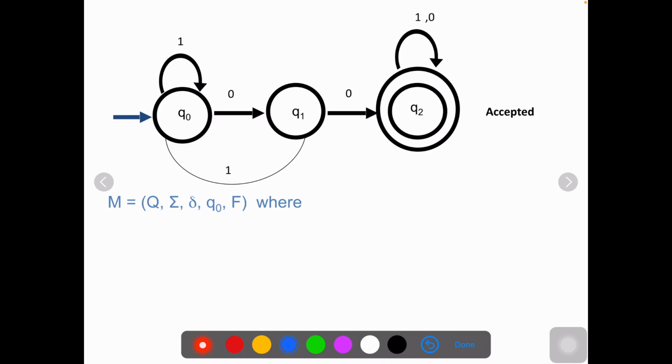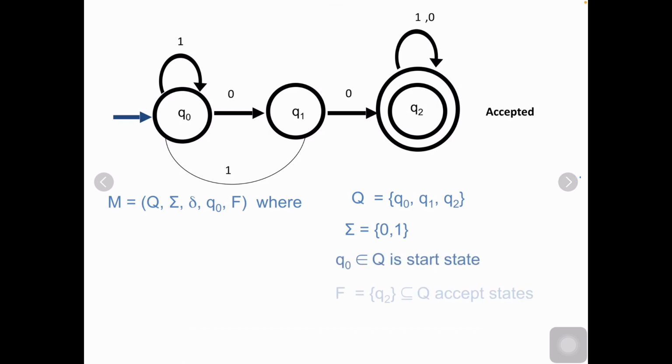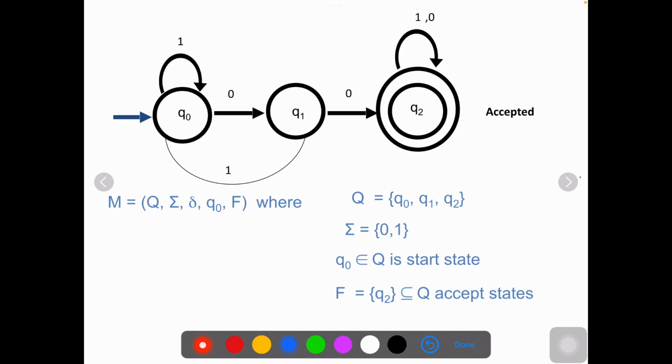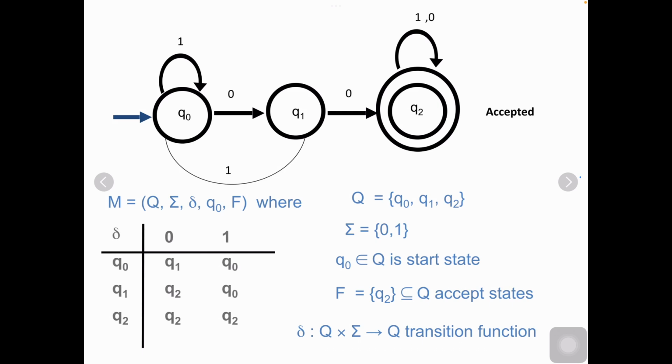And with respect to that, M also you have to define. M is nothing but Q, sigma, delta, Q naught, F, where Q is Q naught, Q1, Q2. Sigma, the input alphabet, is 0 and 1. Then Q naught belongs to Q, the start state, and F, which is Q2, is a subset of Q. Then delta is Q cross sigma to Q, the transition function, then the transition table.